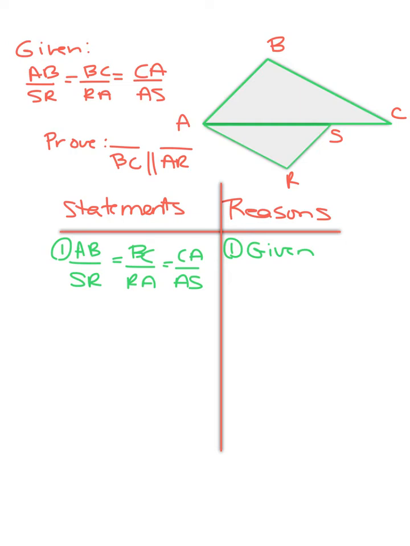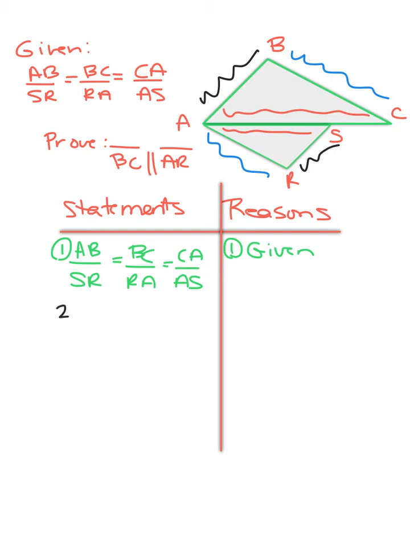So I have AB is to SR as BC is to RA. They're the sides that are going to match up there. And then my last set is going to be CA, so it's going to be this side here, is to AS, so the other side. So when I'm marking that, I notice that I have three sides in proportion. So I can actually go right into stating that these triangles are similar.